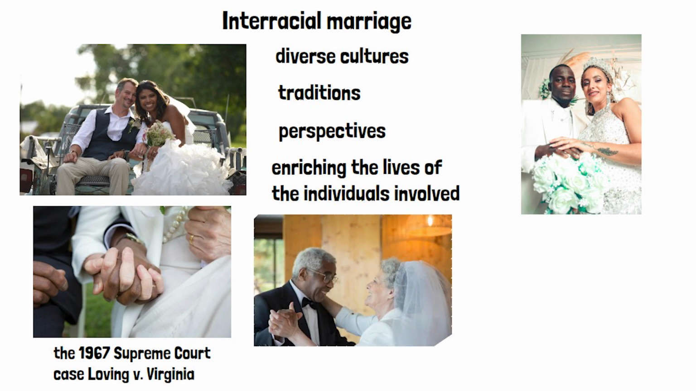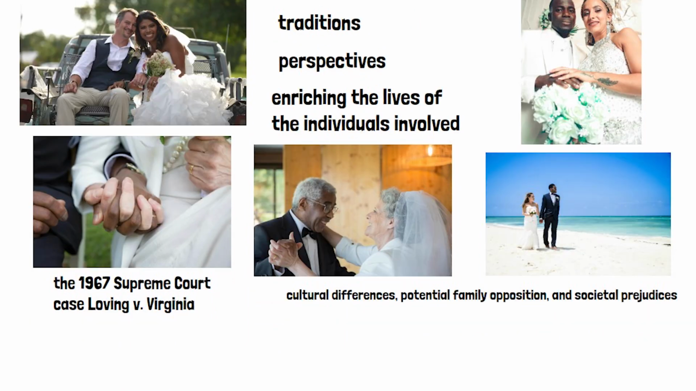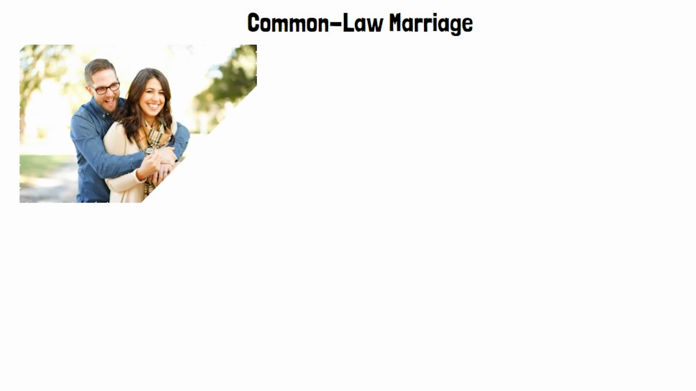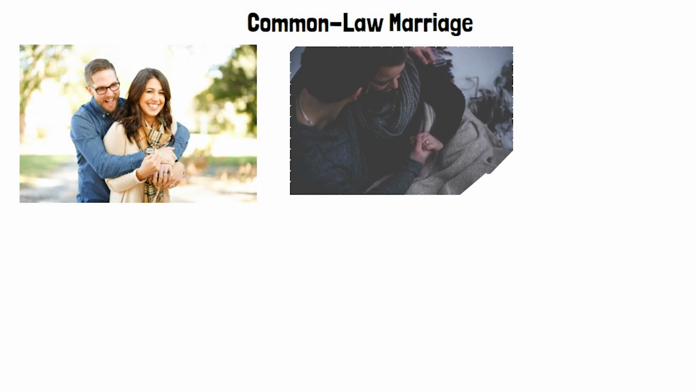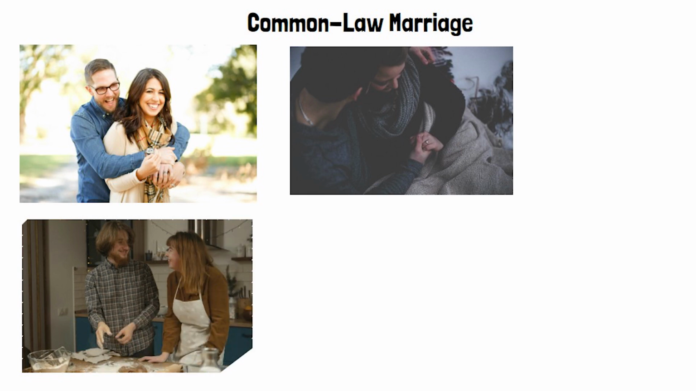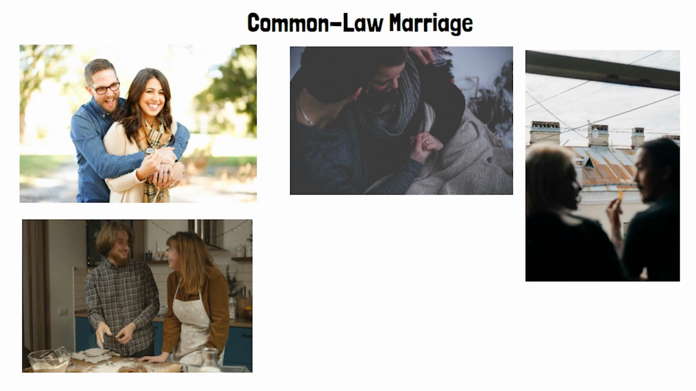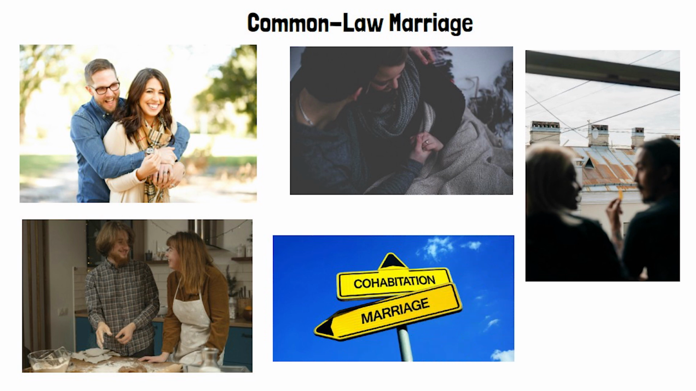Today, interracial marriages are more common and generally more accepted, reflecting greater social diversity and diminishing racial barriers. However, they can still encounter unique challenges, such as cultural differences, potential family opposition, and societal prejudices. Common law marriage. Common law marriage, also known as informal marriage or marriage by habit and repute, is a legal arrangement between a couple living together and presenting themselves as married without a formal ceremony or marriage license. Despite its informal nature, common law marriage provides legal recognition and protection for couples who choose to live together as spouses without a formal wedding ceremony. But laws vary by location, with some regions recognizing it automatically after a certain period of cohabitation, while others require specific criteria to be met.